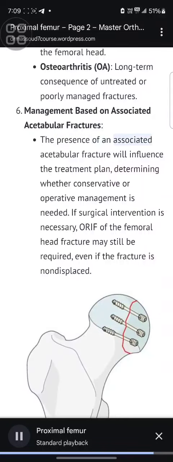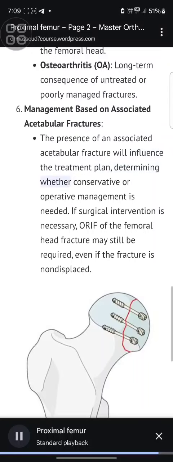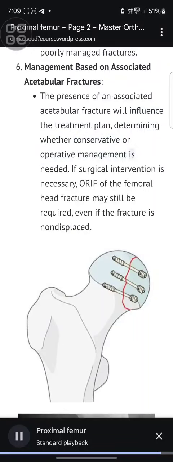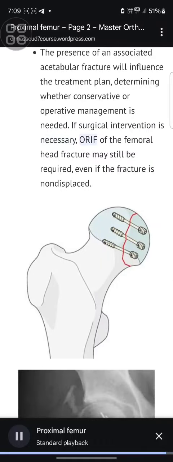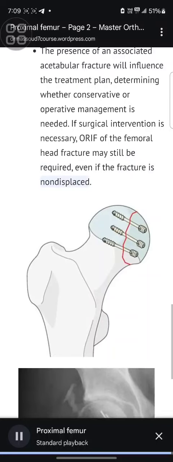The presence of an associated acetabular fracture will influence the treatment plan, determining whether conservative or operative management is needed. If surgical intervention is necessary, ORIF of the femoral head fracture may still be required, even if the fracture is non-displaced.